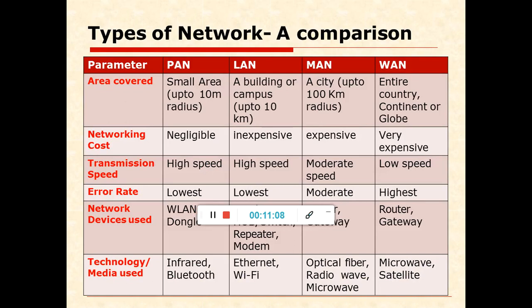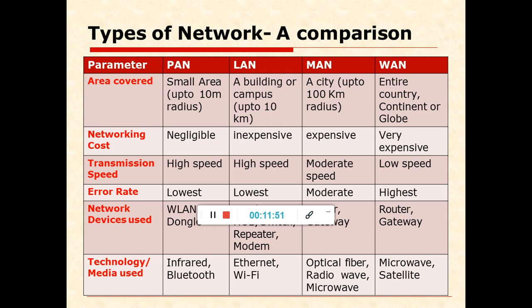So how are these types of networks compared based on parameters? What are the parameters? Area covered. Area covered means coverage area. What is the coverage area of your network? And the next one is networking cost. How the cost is estimated for forming a network. And the next one is transmission speed. What is transmission speed? It means data flow, data sent per second. That is transmission speed. Error rate. Error rate means how many errors will occur during transmission from sender to receiver using these different types of networks.